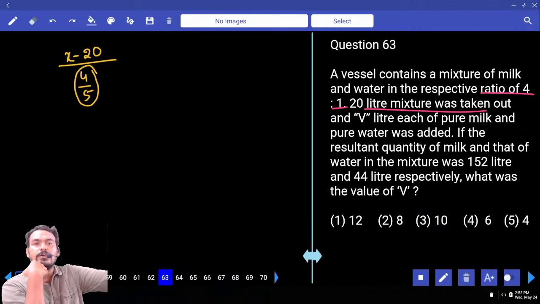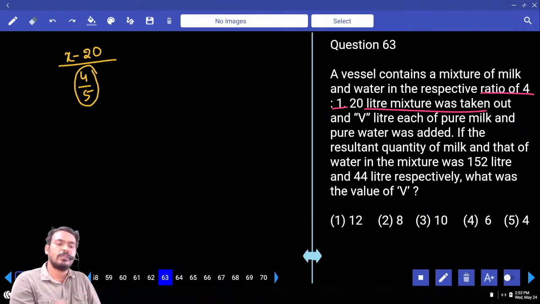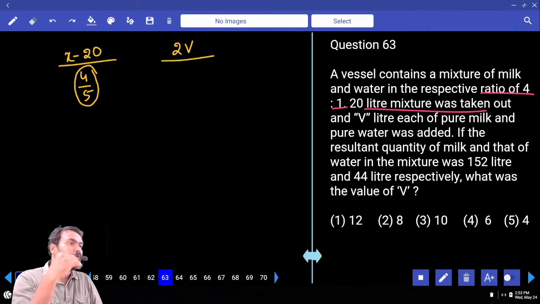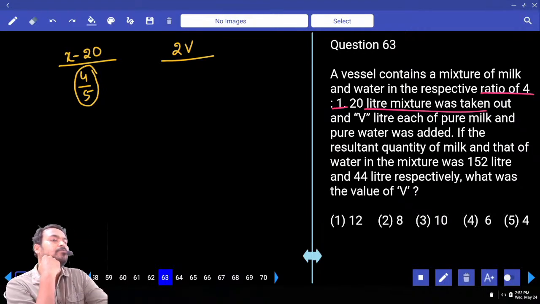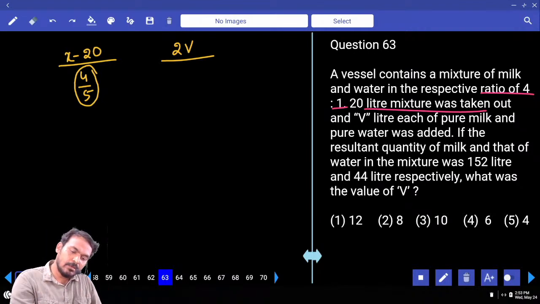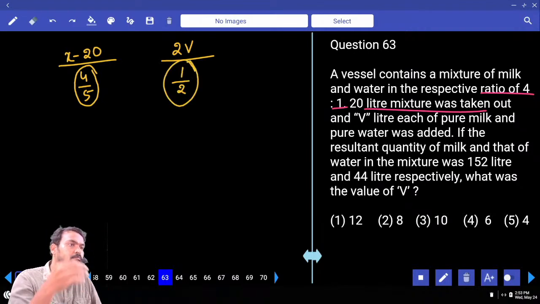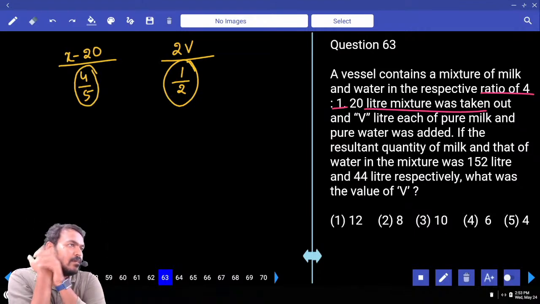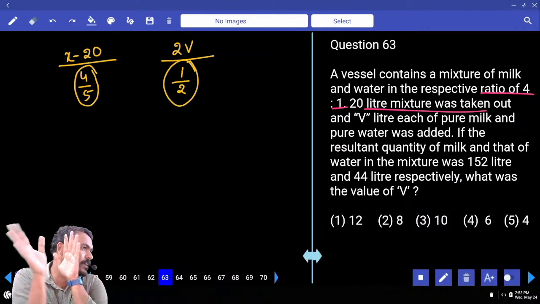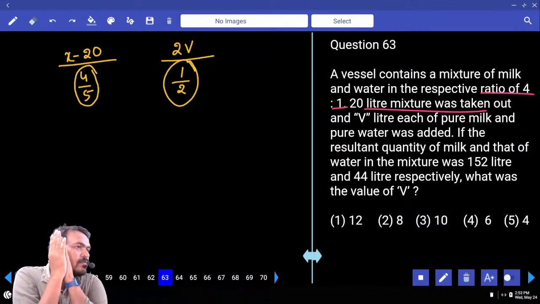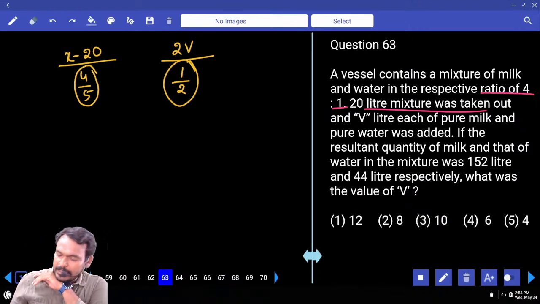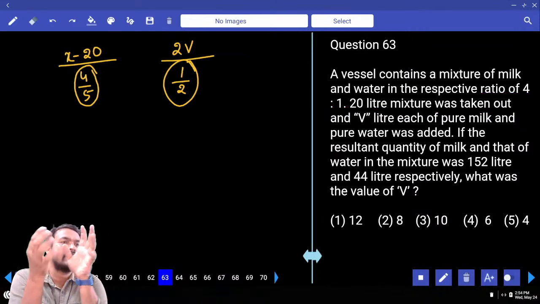Again we are adding V liters of milk and V liters of water. Total how many liters are we adding? 2V, or not? In that 2V liters, half the quantity is milk and half is water. Means milk is how much? Half, or not? Suppose we take 10 liters and 10 liters, what is the ratio? 1:1. Milk is 1 out of 2 parts. After adding 2V liters, we get the new mixture.